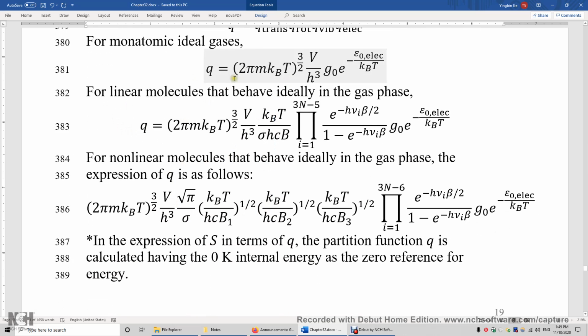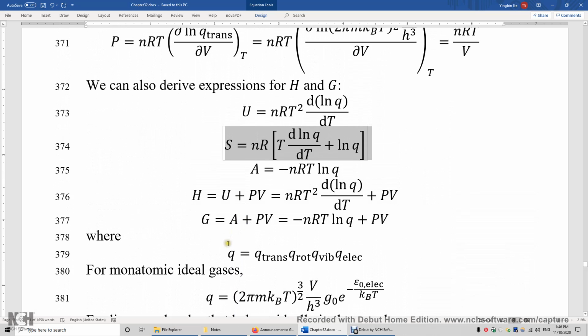So again, I want to show you the equation for Q. This is monatomic ideal gas, linear molecules, nonlinear molecules. Those are the expressions of the partition function. And once you have those partition functions, you can plug them in here. You get this Q of all motions of nuclei and electrons. And plug in this Q in here, here, here, here, here, and here. You will get the expressions or numerical values of the internal energy, entropy, Helmholtz energy, enthalpy, and Gibbs energy.